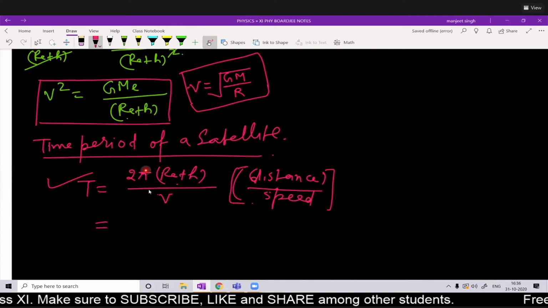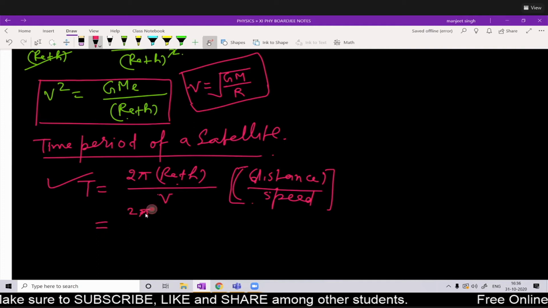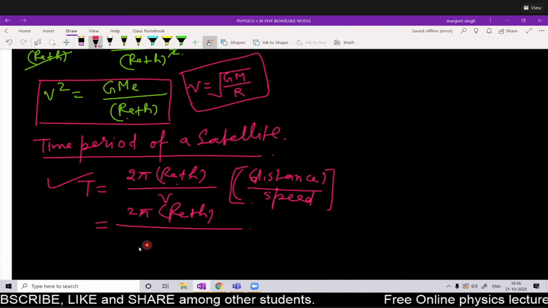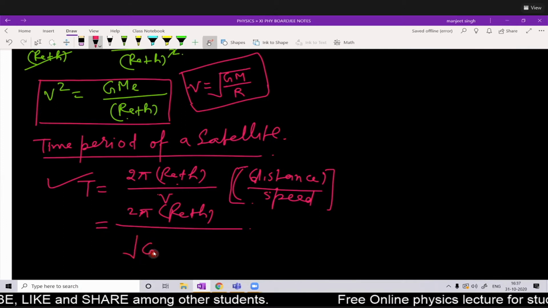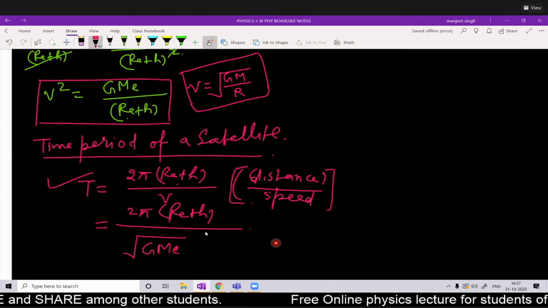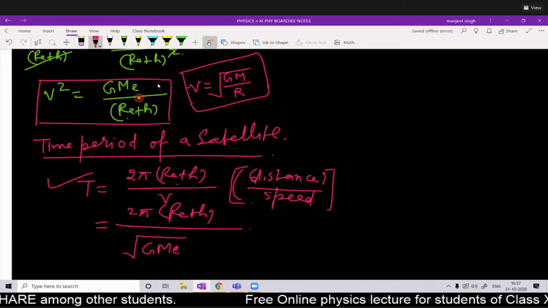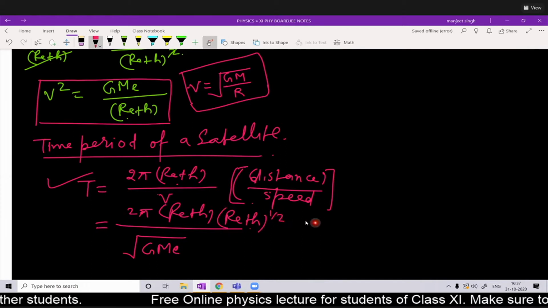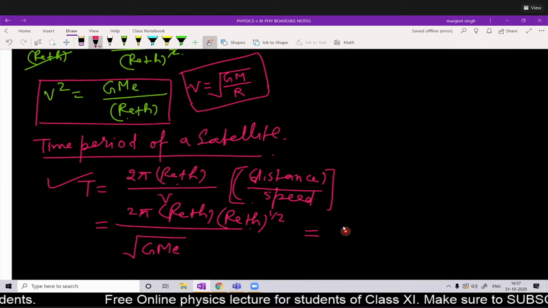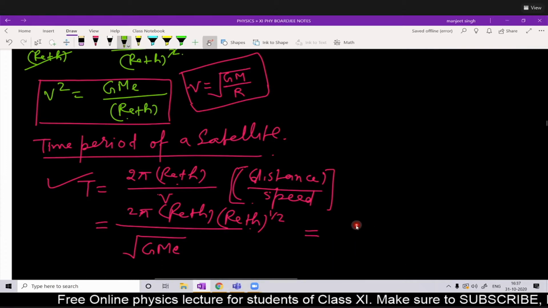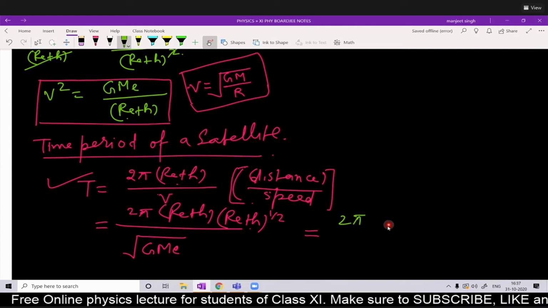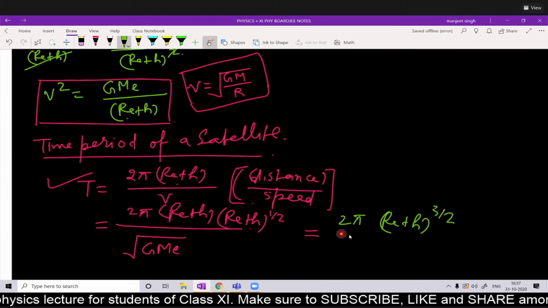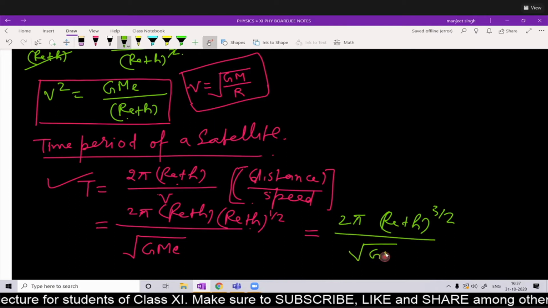So let us substitute the value of v here. 2 pi (Re plus H) divided by v means under root of this, under root of GME comes here, and this under root of Re plus H goes upside. So here it comes (Re plus H) to the power half. Now the upper side will become 2 pi (Re plus H) to the power 3 by 2 divided by under root GME.